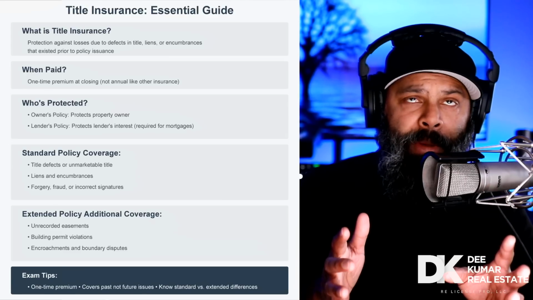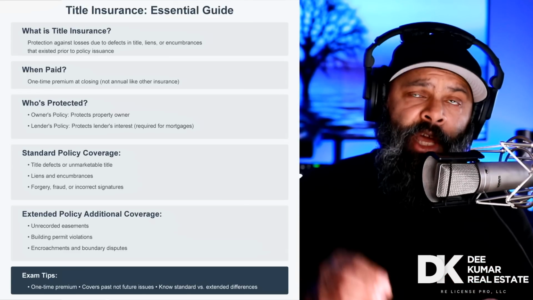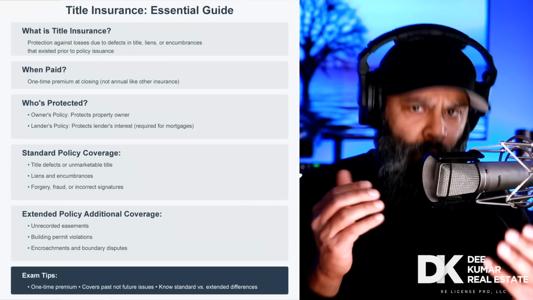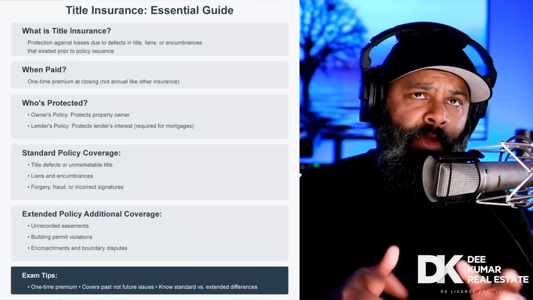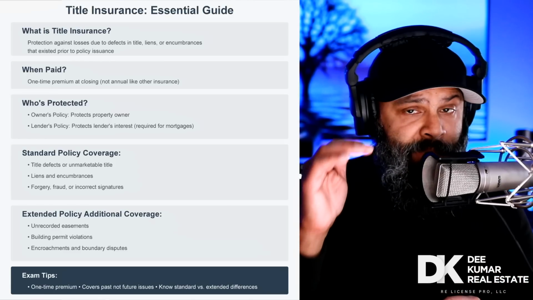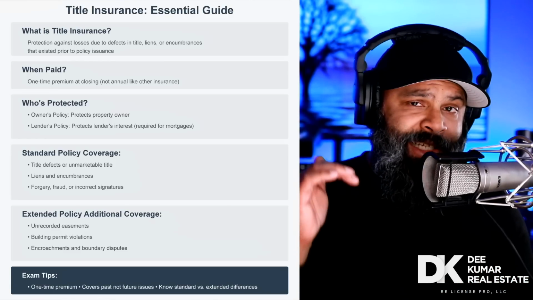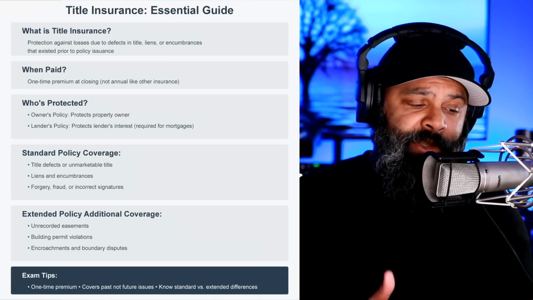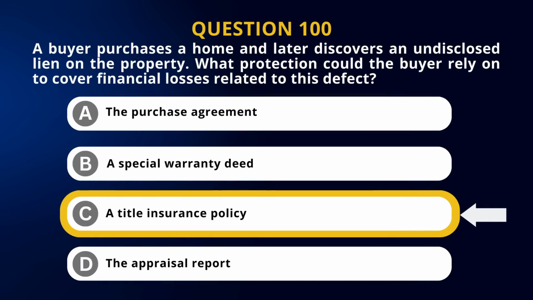You want to know a little bit about title insurance, what it covers, what it protects, when the policy premiums are paid, one time at closing, and you want to know the difference between an owner's policy and a lender's policy. You also want to know what are some of the items that they cover and what is an extended versus standard coverage policy, and you should be good to go. Title insurance is definitely something that you want to know for this exam.